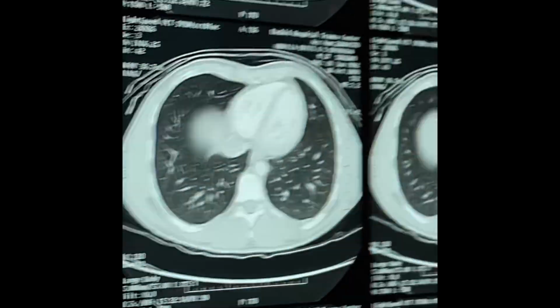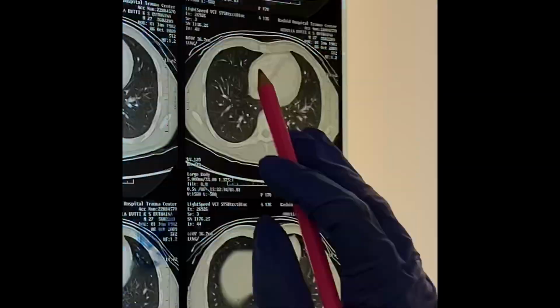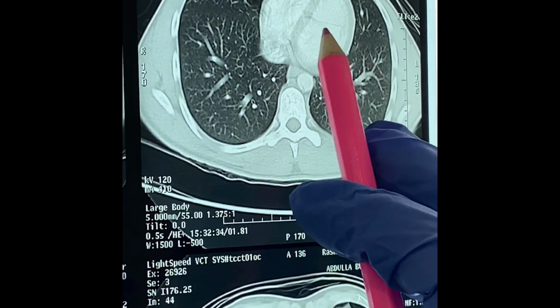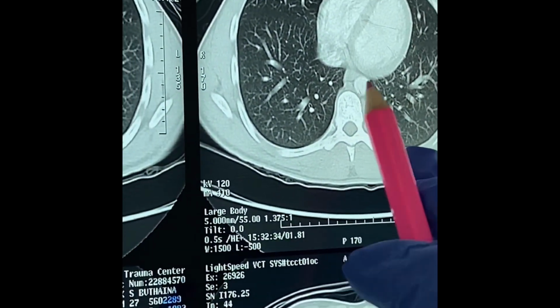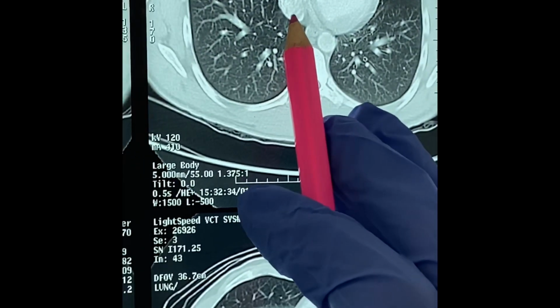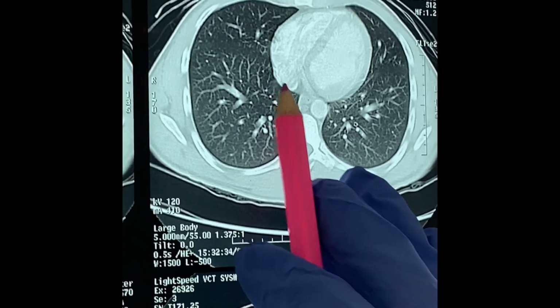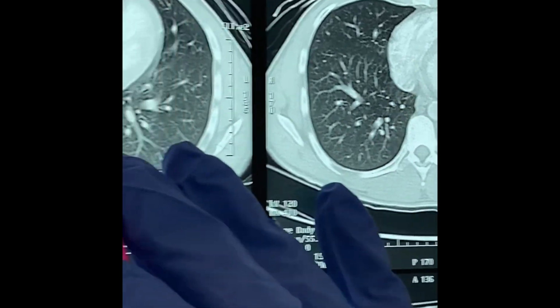Now let's move on to this picture. Same structures again: inferior vena cava, right ventricle, left ventricle, descending thoracic aorta. As we move up now, and the inferior vena cava has to enter into the right atrium, slowly its margin is fading.